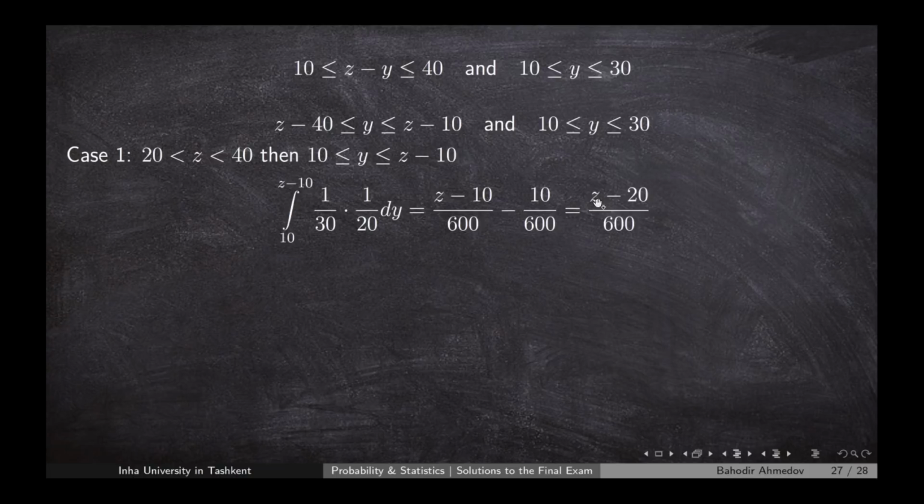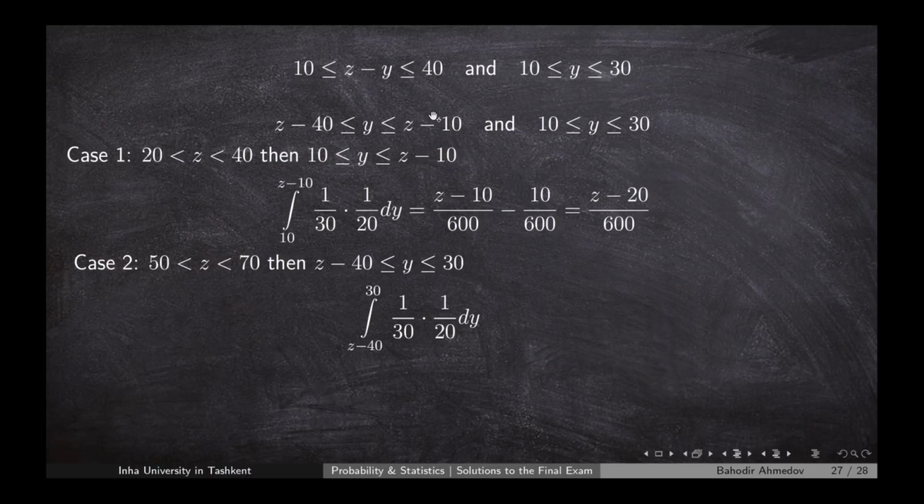So case number 2: I'm going to make the restriction to this part. So if I choose the value for the z from 50 to 70, this side is going to work. And if I put the values from 50 to 70 for the z, all the values on this side are going to be more than 40, more than 30, right? So that is why I'm going to restrict this part to be equal to 30 only. So if the z is going to change from 50 to 70, y is going to change from z minus 40, and this side is going to be simply 30.